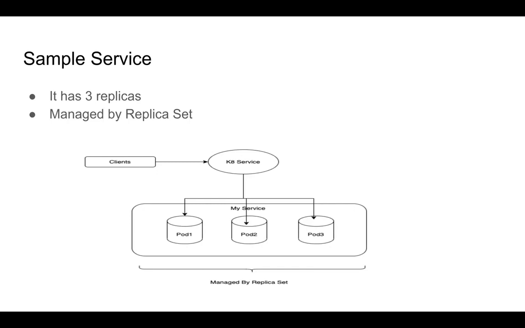So let's say you have a sample service which has 3 replicas managed by a replica set. And the flow is that you have 3 pods managed by this replica set and a service object. The client talks to the service object, and the service delegates the call to one of these 3 pods.